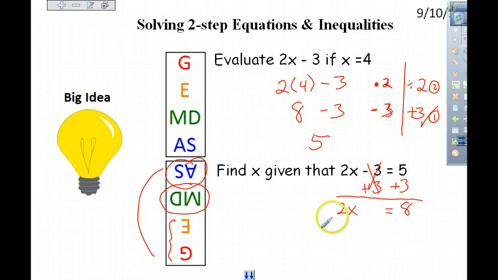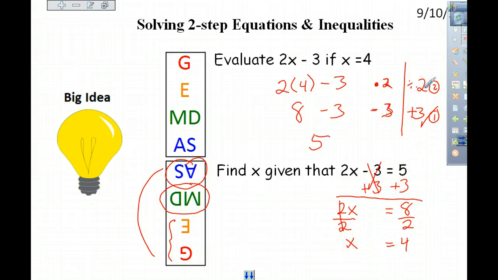Okay, I'm going to divide by 2 on both sides. Divide by 2, divide by 2. A small line, a small one, not like this one. Just a small line under each. So 2 divided by 2 is 1. X equals 8 divided by 2 is 4.